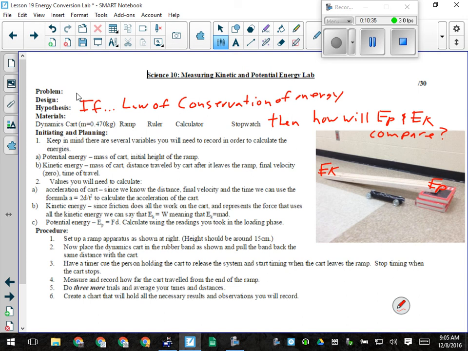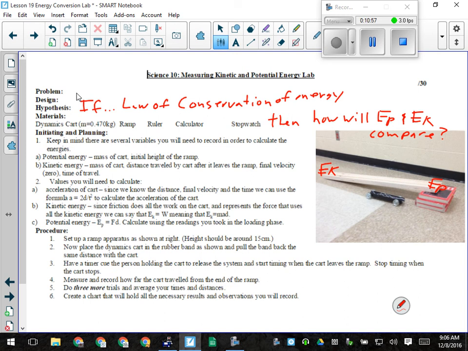Then you'll also have a meter stick, because we're going to have to measure the initial height of our ramp, so we need a meter stick for that. We're also going to have to measure how far the cart travels at the end of the ramp. So we need quite a bit of measuring to do there. Obviously you have to have your calculator, and you need to use the stopwatch on your phone to time how long the cart is going to travel for.